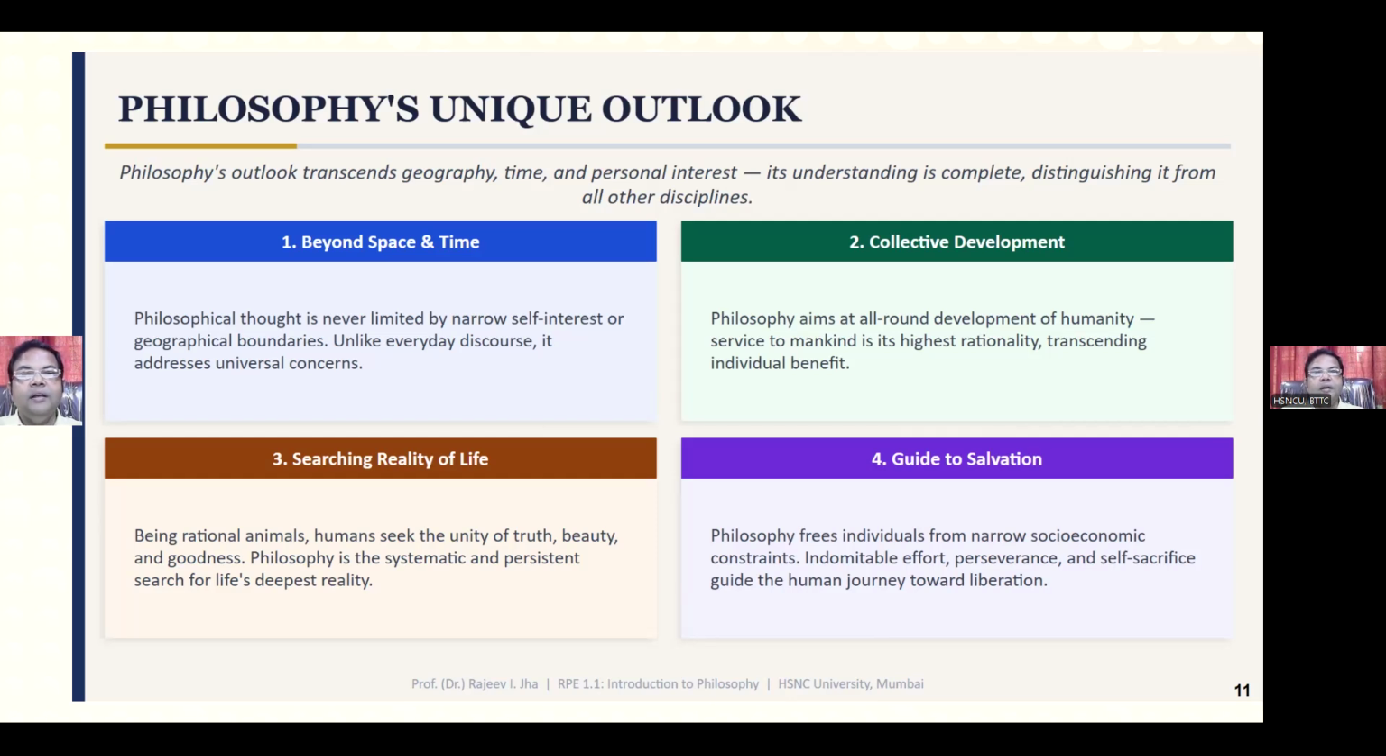First, beyond space and time. While a sociologist studies a specific community in a specific era, and a chemist works with materials in a specific laboratory, philosophical thought aspires to universal applicability.